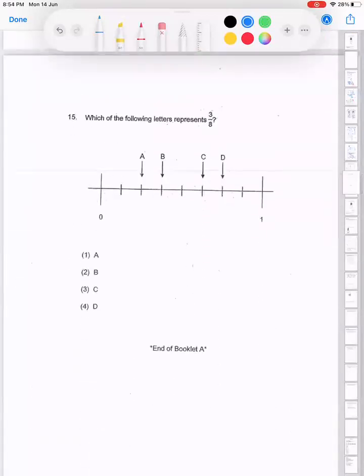Okay, last question of the MCQ. Good job, guys. Okay, which letters represent this? So let's count this. 1, 2, 3, 4, 5, 6, 7, 8. So we know that it's 1, 2, 3, 4, 5, 6, 7, and the 8 will be the whole. So 3. Therefore, the answer will be 2. All right, guys.